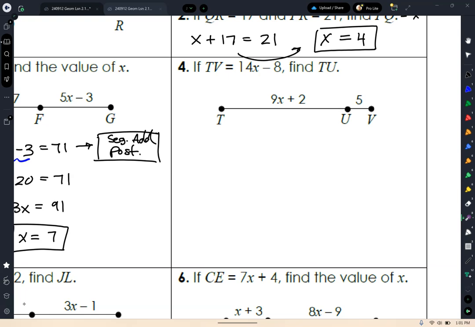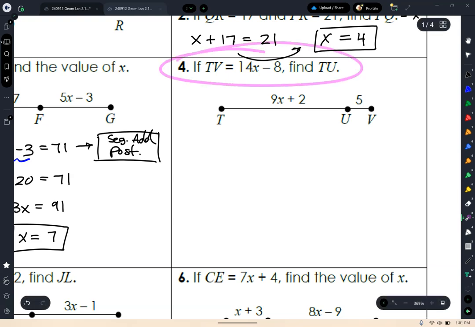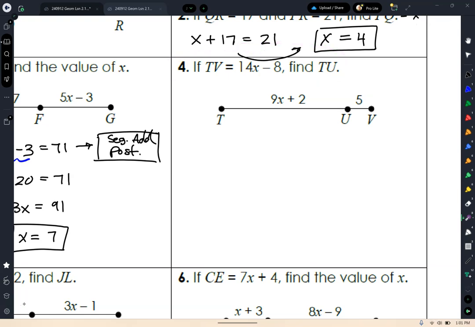So you're given some information up here. The length of TV is 14 times some number minus 8. We're given some information here. TU is 9 times the same number, right? Anytime we see a variable in the same math problem, it means the same value, right? And then we know that the distance from U to V is 5 units. Okay. Start with a math problem. Let's see what you can do. Go ahead, give it a try.